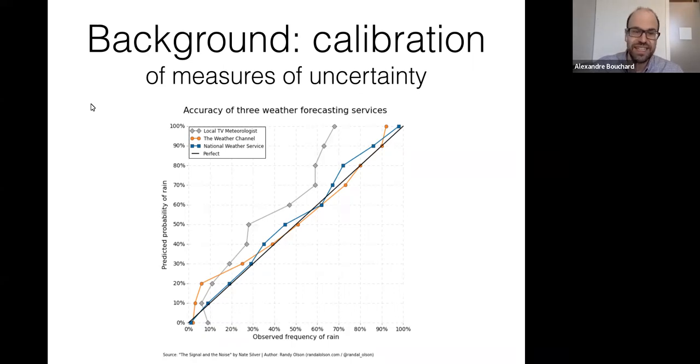So I guess a classical example is if you see in a weather forecast a claim that they were 50% sure that there would be rain tomorrow. The property that we would like about this kind of forecast is that 50% of the time they were right. So that's kind of what you can see here. It's a classical example that if you look at, for example, the National Weather Service, they are quite calibrated. So when they say they're 50% sure, they're right about 50% of the time.